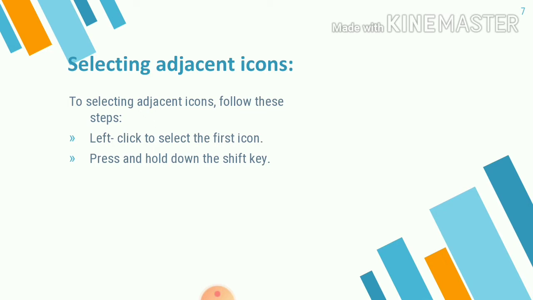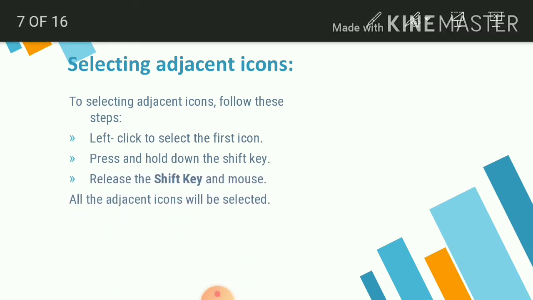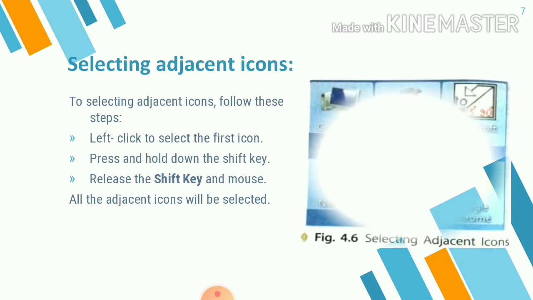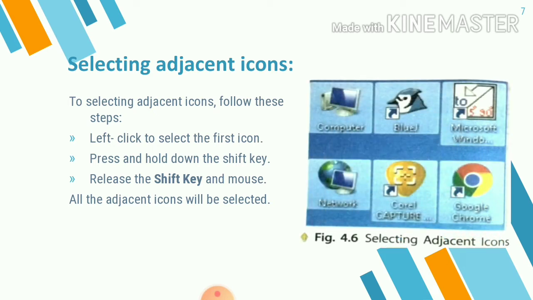You have to press the shift key and keep holding it. Then with the mouse you have to select all the icons. You have to drag your mouse on your desktop. Then release the shift key and the mouse. Then all your adjacent icons will be selected on your desktop. It means all your icons will be selected. So you have to follow these steps for selecting adjacent icons.